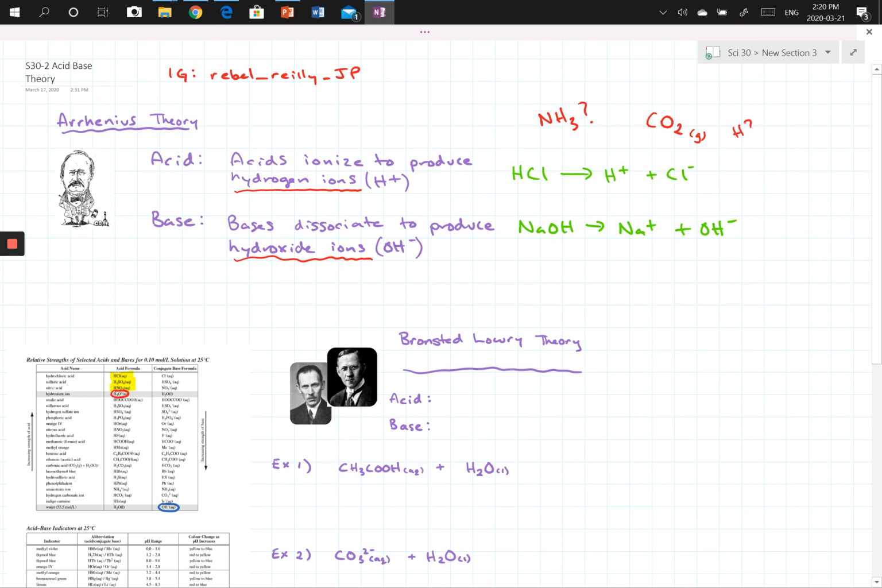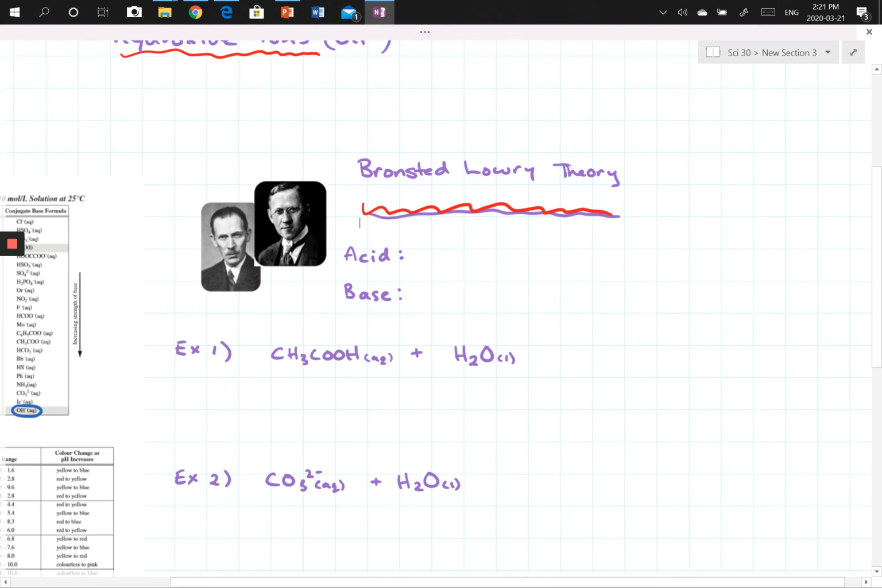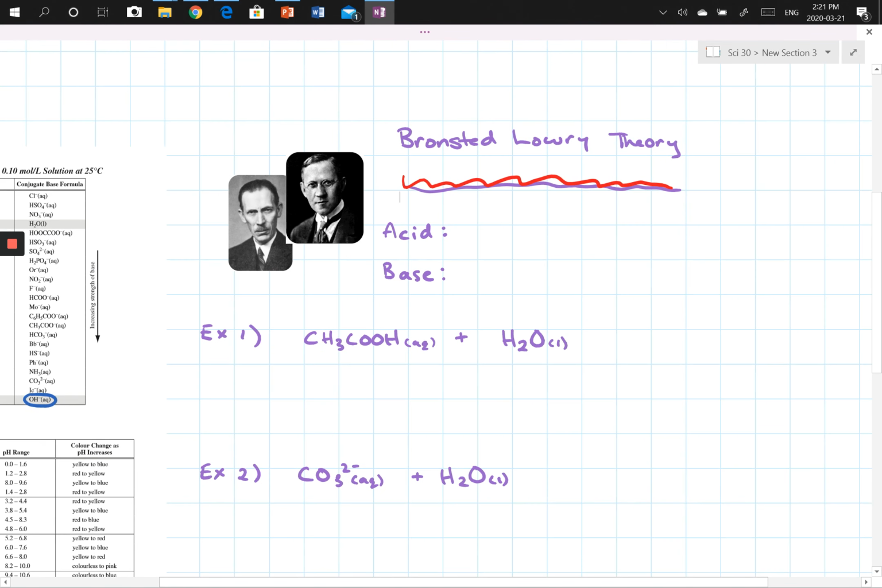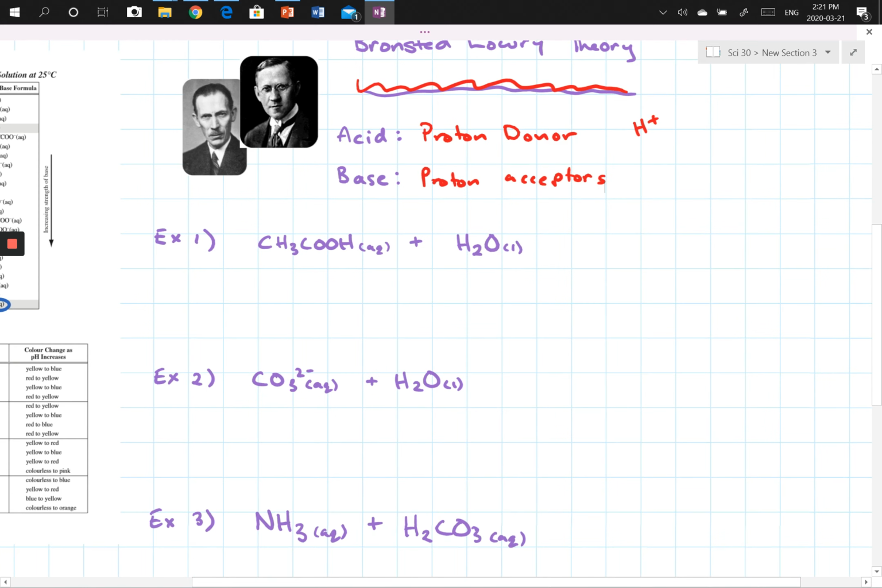There's no hydrogen there. So Bronsted-Lowry theory, this is the theory that we're going to be focusing on, dives a little bit deeper. It defines an acid as a proton donor. Okay, and protons are just hydrogen ions, right? If a hydrogen atom lost its electron, it would be a proton. And bases are proton acceptors. So we looked at some examples of this before the break, obviously, but let's review.